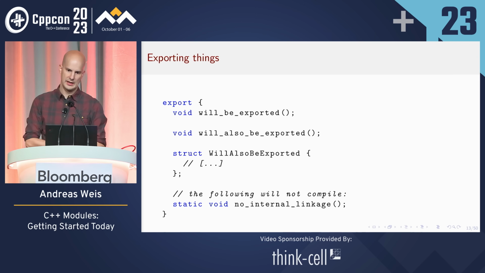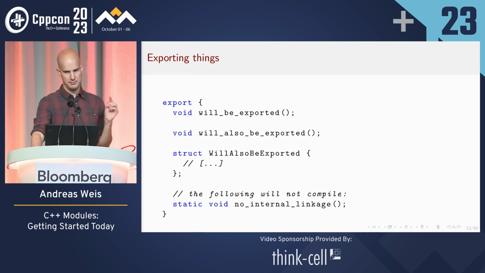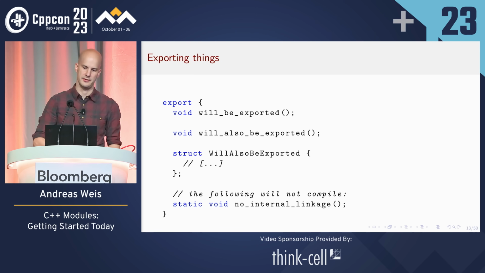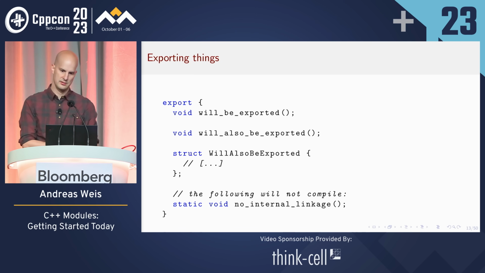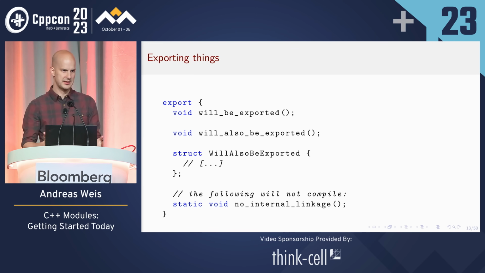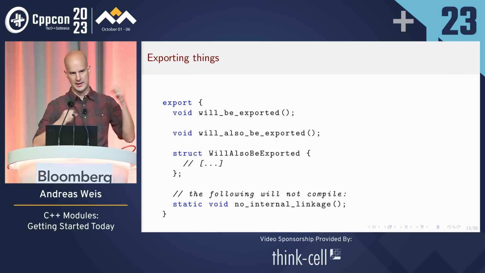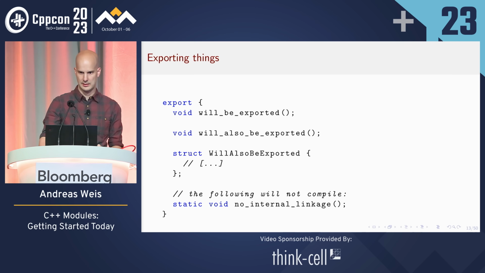What is new is that you can also have these export blocks. So this is, again, a shortcut. If you don't want to repeat the export on every single declaration, you can just put them all in an export block. But be careful that you don't have something in this block which does not make sense to be exported. So here I also have a static function in there. Static functions have internal linkage, so it does not really make sense to have that exported. If you have something like this in there, you will probably end up with a compile error. So just be aware of that and separate your things like that.